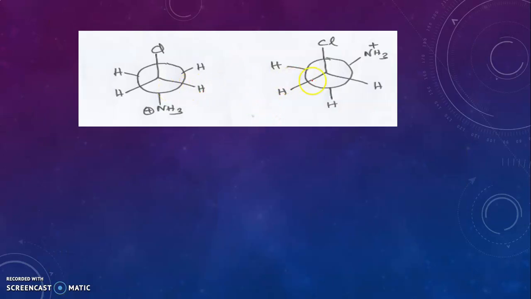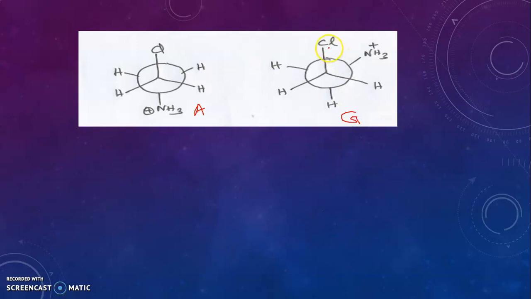These are the two possible staggered conformations for that ion. Chlorine is attached to one carbon and NH3 plus is attached to the rear, adjacent carbon. Here the chlorine and NH3 plus are far away from each other with a dihedral angle of 180 degrees. Therefore, repulsion between chlorine and NH3 plus is minimum here. So we expect that this anti-conformer is supposed to be more stable. Whereas this is actually gauche.